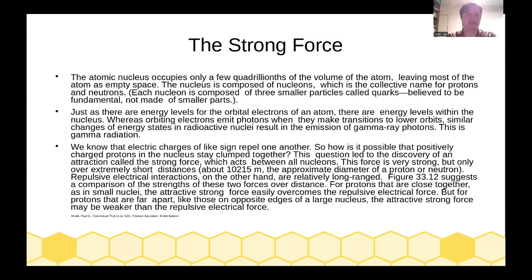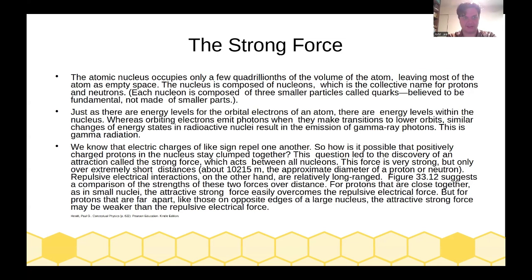Just as there are energy levels for the orbital electrons of an atom, there are energy levels within the nucleus. Whereas orbiting electrons emit photons when they make transitions to lower orbits, similar changes of energy states in radioactive nuclei result in the emission of gamma ray photons.